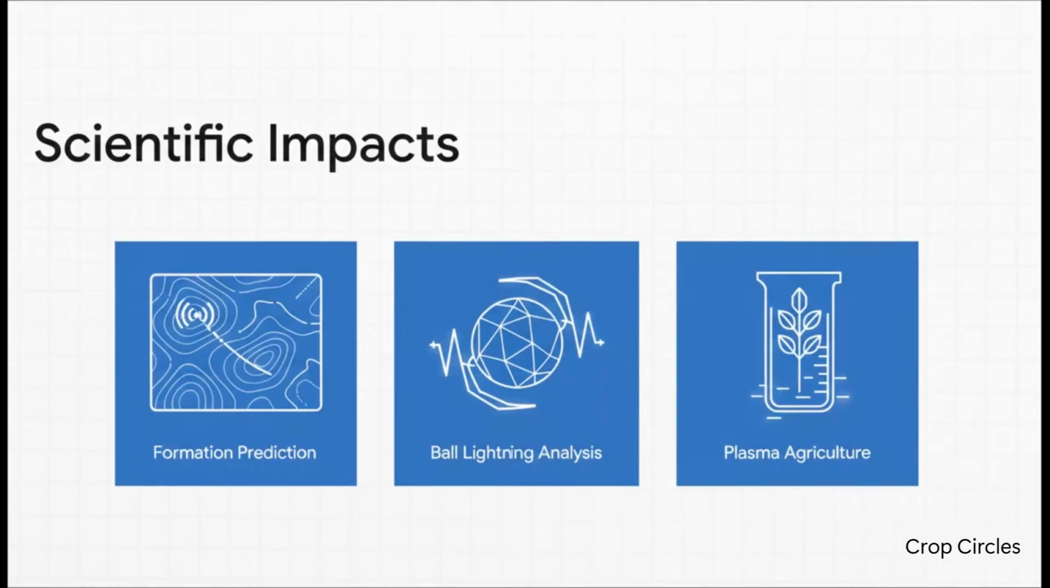Beyond that, the scientific impacts are absolutely huge. If we know the exact recipe, conductive ground plus atmospheric charge, we could start forecasting exactly where these formations will pop up, kind of like predicting a tornado using weather maps. We can use this to understand other crazy phenomena, like ball lightning. But maybe the biggest takeaway is application. If we can understand how invisible energy softly bends and alters plant biology without killing it, we could be looking at the absolute future of low-energy agricultural technology.